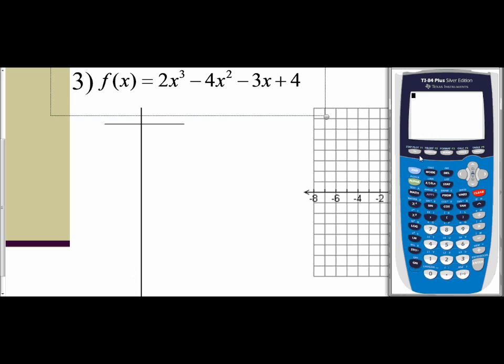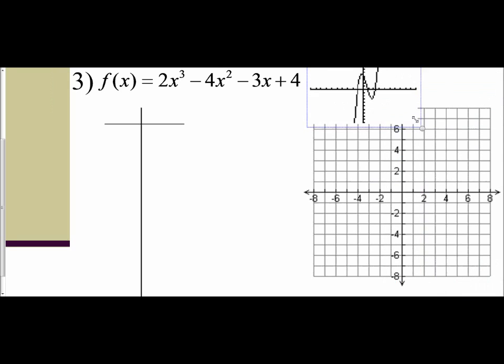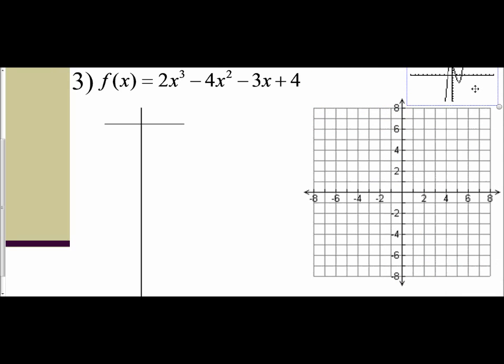So we have our graphing calculators, y equals, and we're going to type in 2x to the third power minus 4x squared minus 3x plus 4. And so we have that in there. Now if I hit graph, I can see the sketch of my graph up here. So I'm going to take that image so we can use it later on when we're actually graphing below.